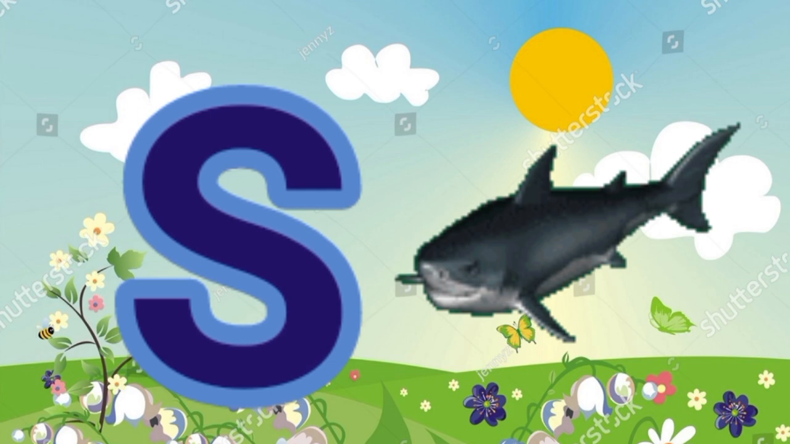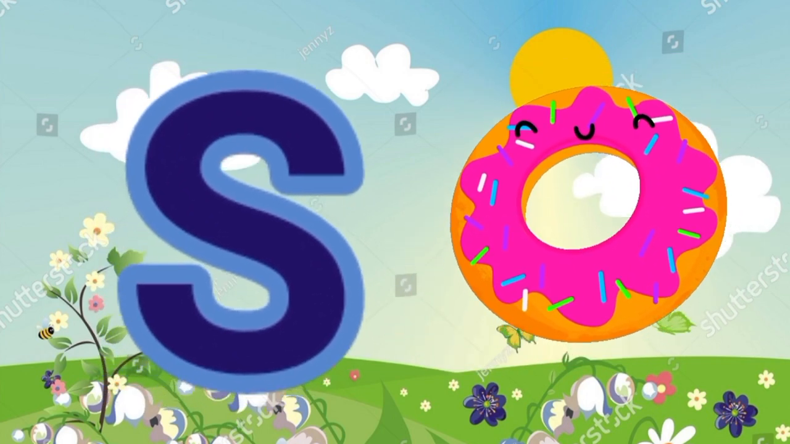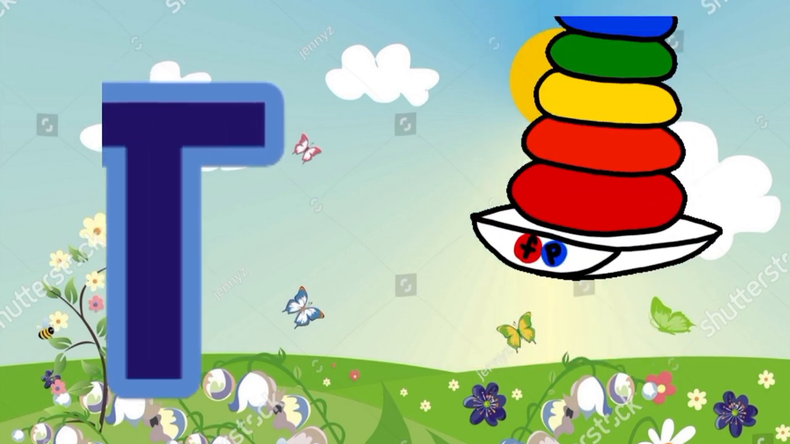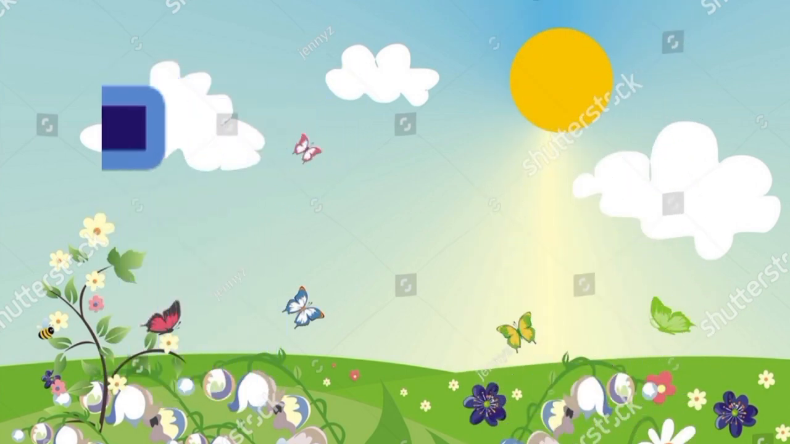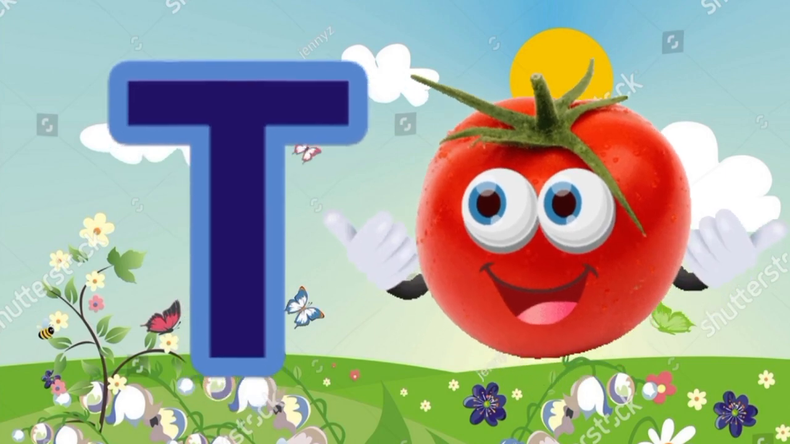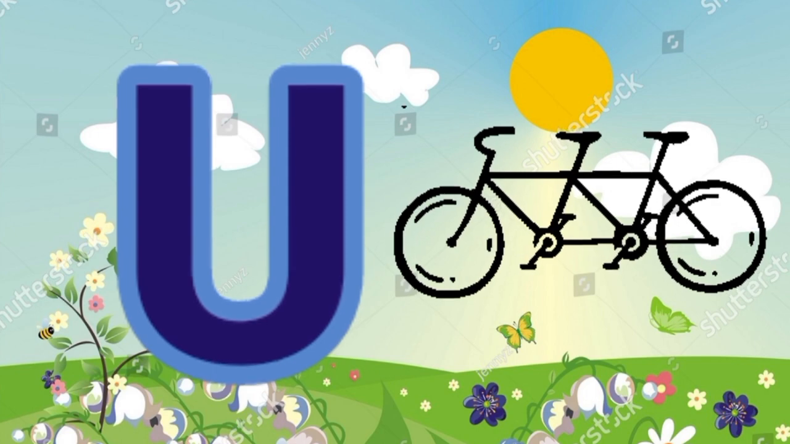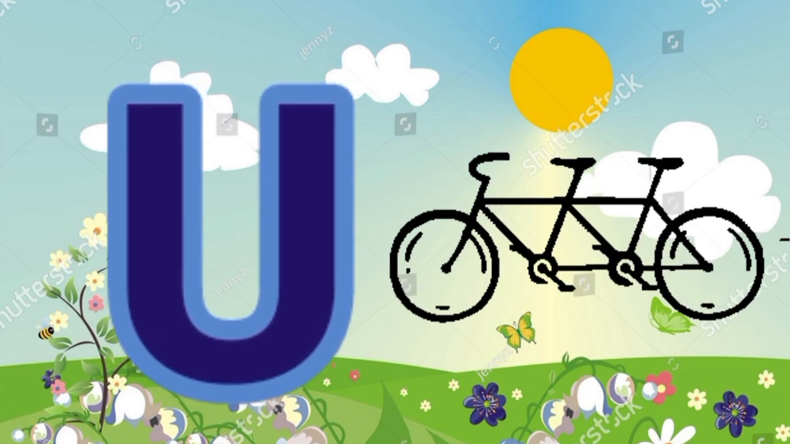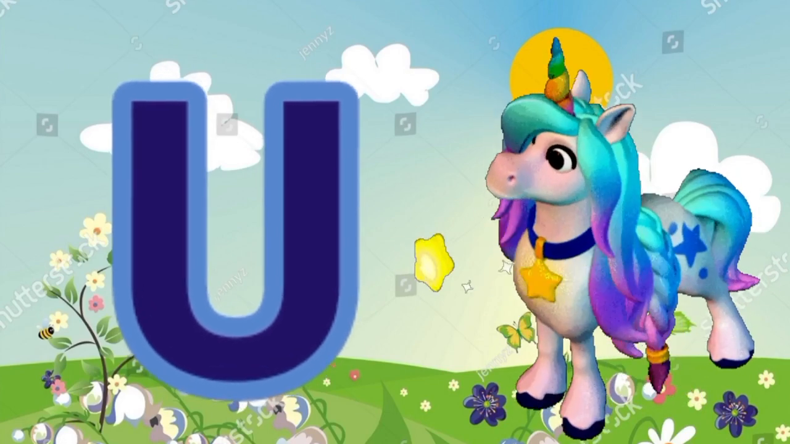S for shark. S for sweets. T for toy. T for tomato. U for unicycle. U for unicorn.